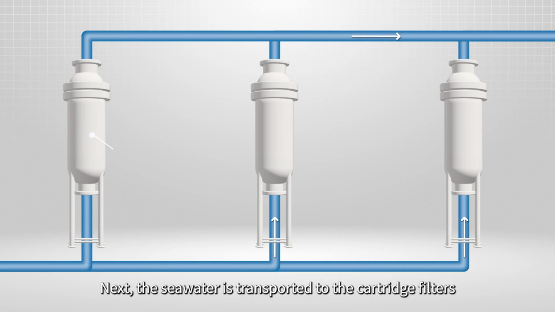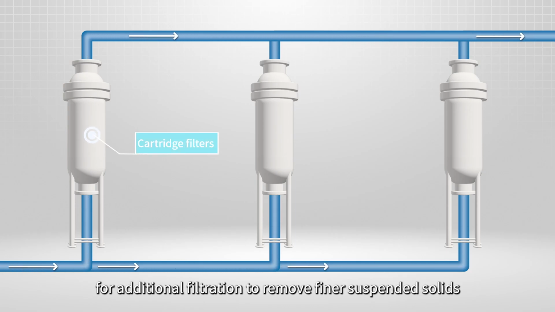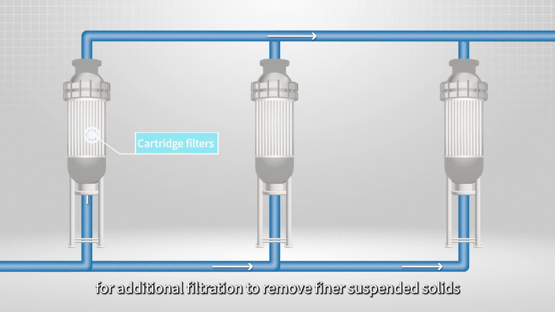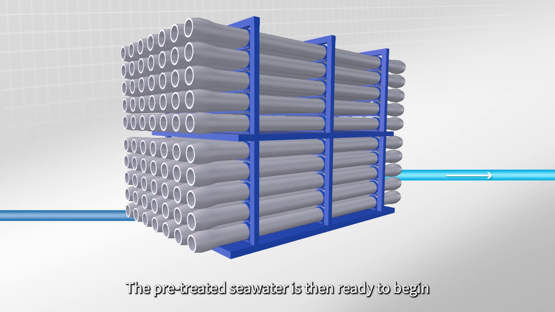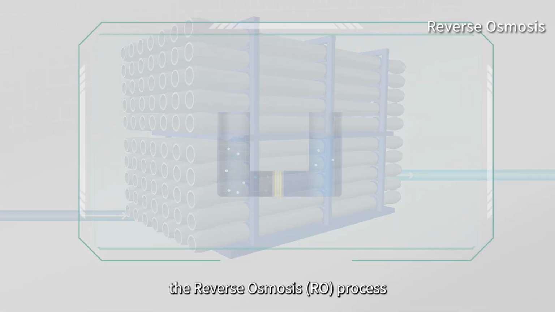Next, the seawater is transported to the cartridge filters for additional filtration to remove finer suspended solids. The pre-treated seawater is then ready to begin the reverse osmosis (RO) process.